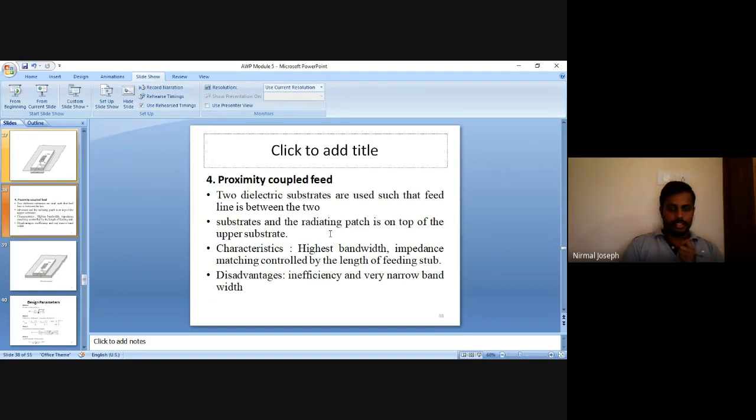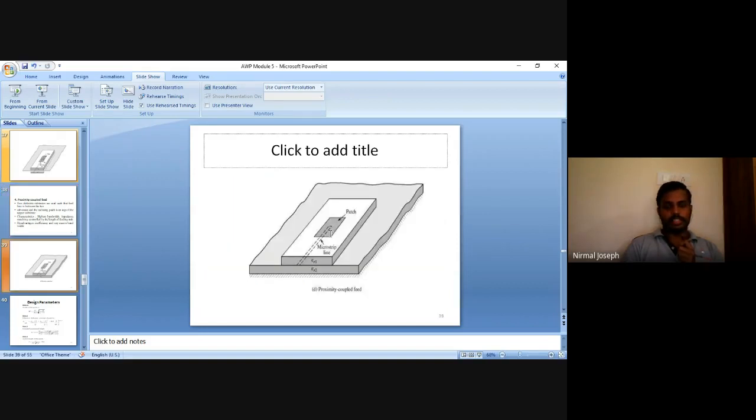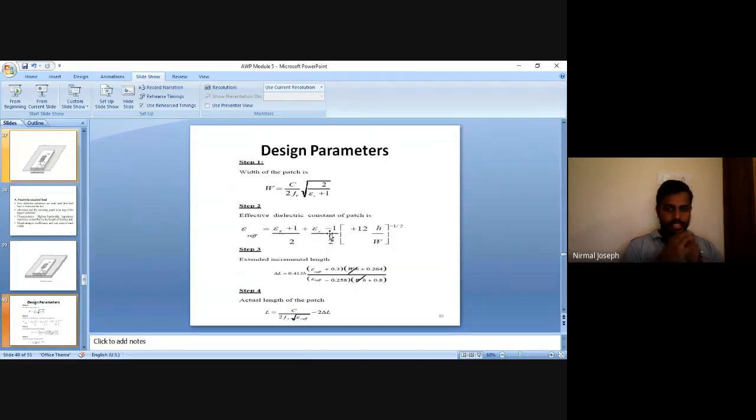Okay, so that's all about the feeding techniques, and these are some design parameters. You can just remember the equations if needed. That's all. Other than that, design has, I think, only been asked once in university examinations, but it is practically very difficult. I think that question got cancelled later also. So designing a patch antenna is somewhat difficult. Some lengthy calculations are required for it.